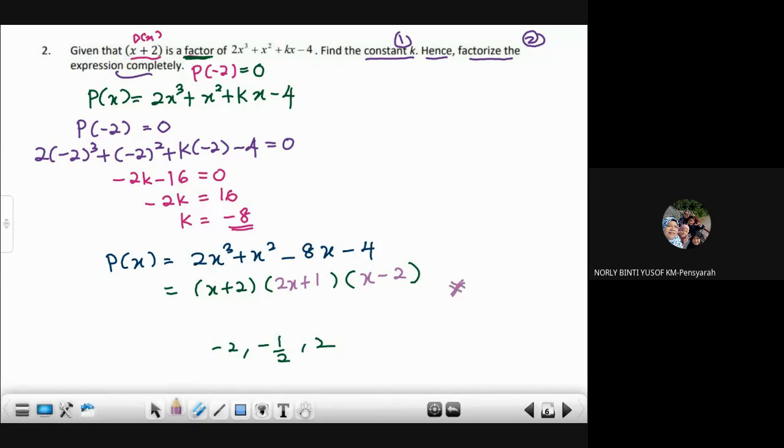So you tak perlu guna long division. Tapi nak buat long division pun tak ada masalah. Tapi soalan tak tanya pun question kan, soalan terus suruh factorize. So you can use calculator. Sebab one of the divisors tu dah dapat. Tahu nak tekan calculator untuk cubic kan?